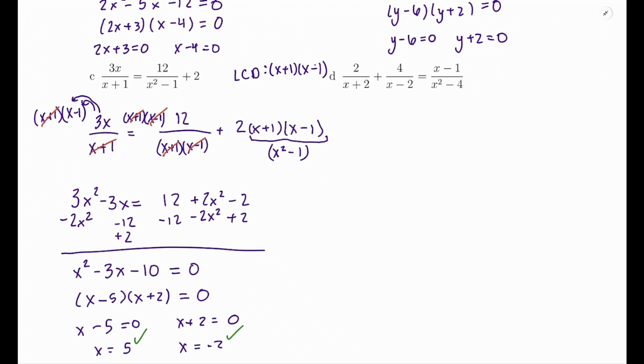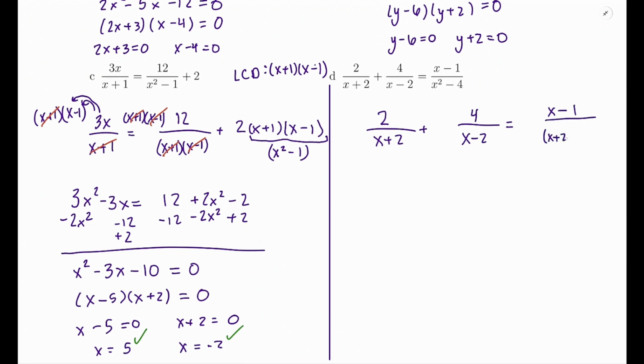Part D, 2 over x plus 2 plus 4 over x minus 2 equals x minus 1 over x squared minus 4. Again, I need to factor one of the denominators before I can find the LCD. Let me put a line down right there. So we get 2 over x plus 2 plus 4 over x minus 2 equals x minus 1 over x plus 2 times x minus 2. And then I'm hoping you can see the LCD is just that then. X plus 2 times x minus 2. Multiply everything by that.